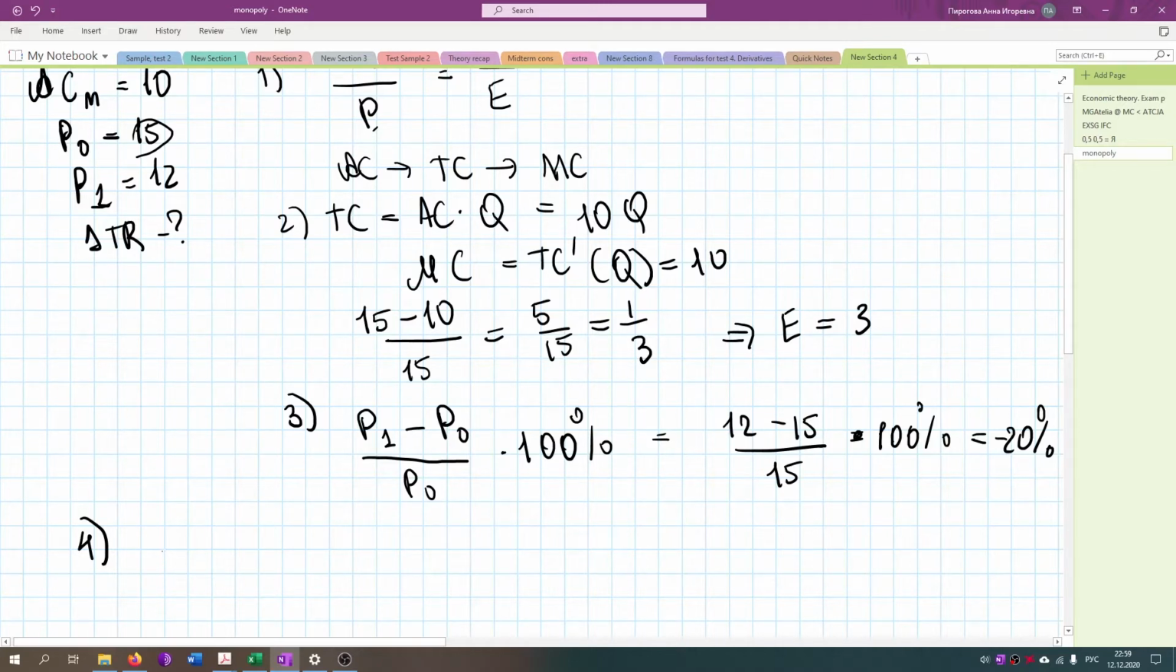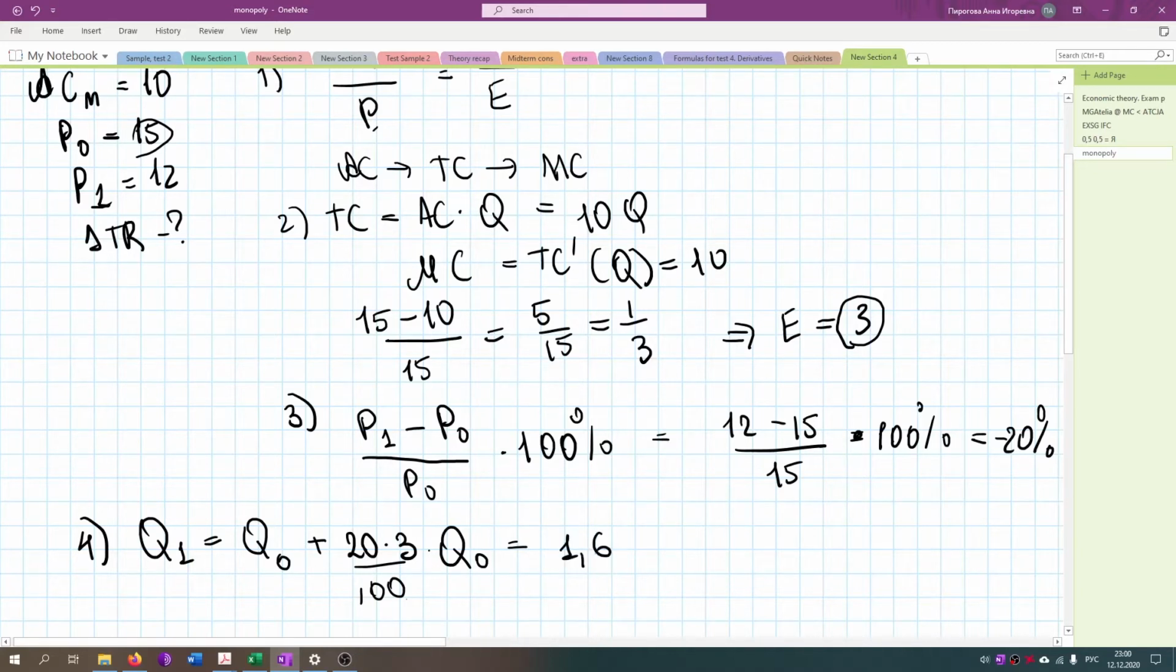So speaking about the quantity, our new quantity will be our initial one plus, as I said before, our percentage change in price, which is 20, multiplied by the value of our coefficient E, divided by 100 and multiplied by Q0. So our new quantity will be 1.6 of Q0.